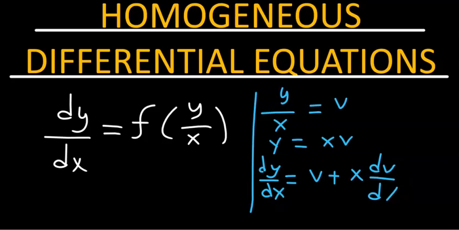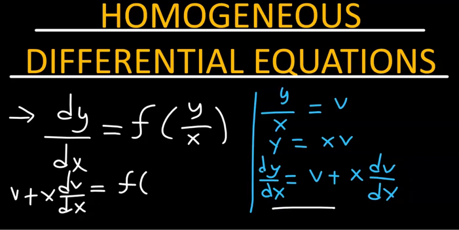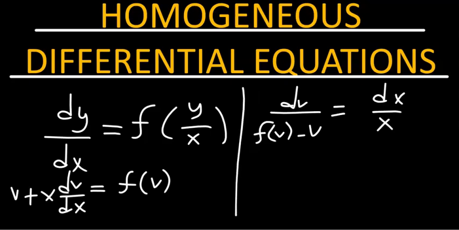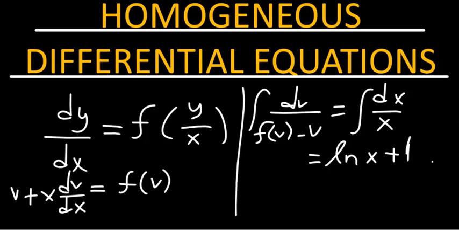dv dx. Now we can use this to express this equation fully in terms of v, and that would become v plus x dv dx equals a function of v. The variables are now separable, and we obtain dv over f(v) minus v equals dx over x, which can be integrated, and the right hand side will simply give you the natural log of x plus a constant, let's call it c.